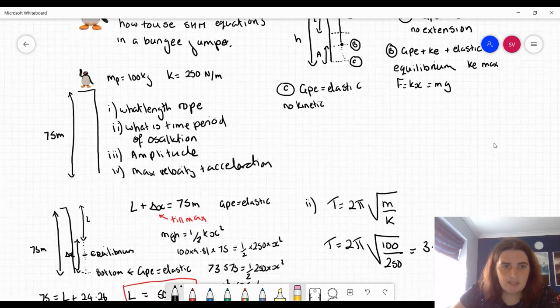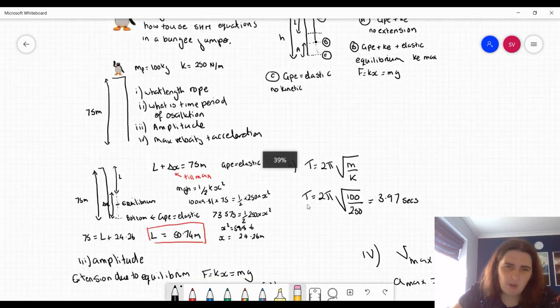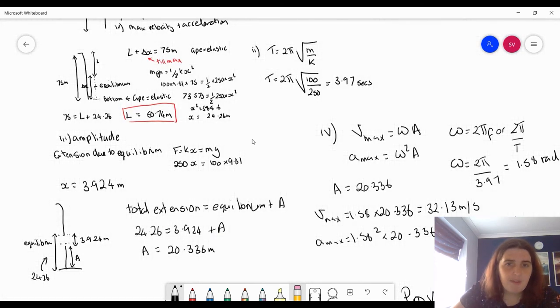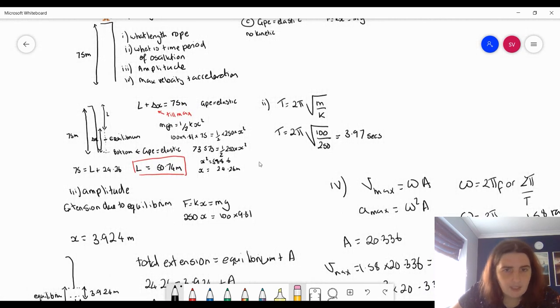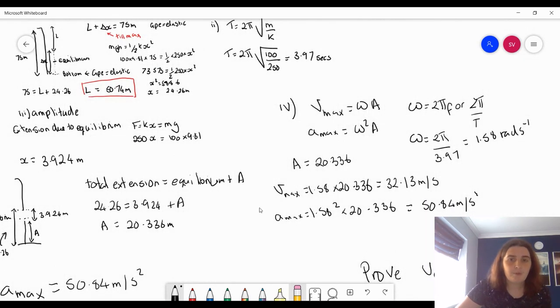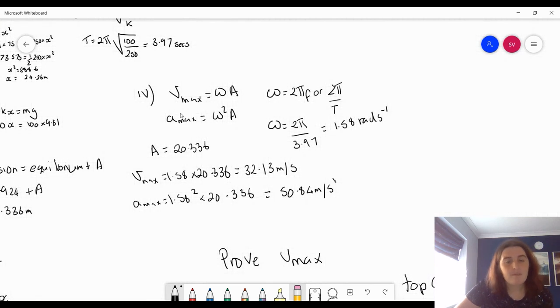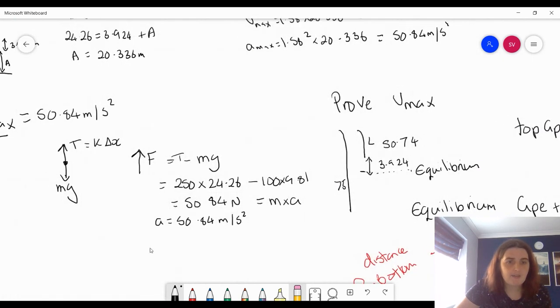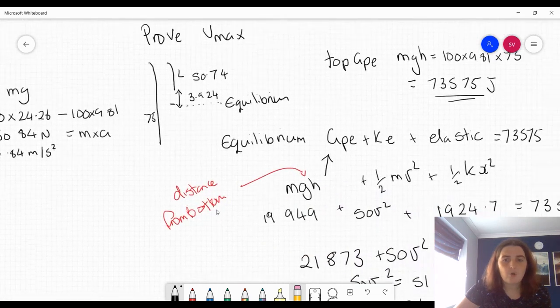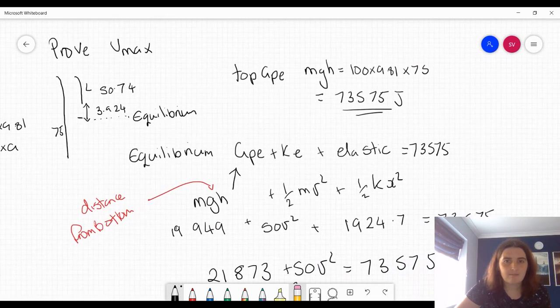This would be quite a good exam question, where they're assessing your ability to use SHM. But as with most exam questions, you're allowed different routes of doing it. For example, I did v max and a max as omega A and omega squared A, but the examiner will not mark you down if you did it with forces or with energy.